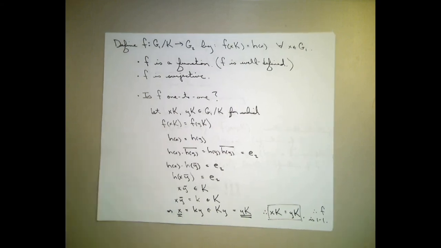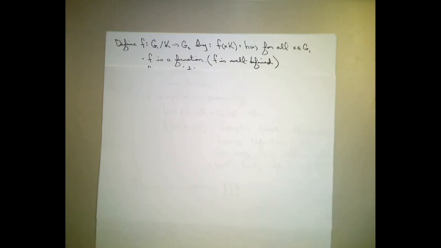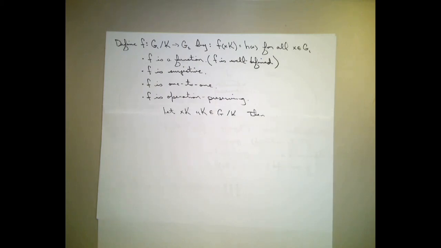All right, so where are we in our proof now? We've got F is a function. We've got F is surjective. We've got F is 1-to-1. There's only one thing left, isn't there? We need to show that F is operation preserving. Here we go.